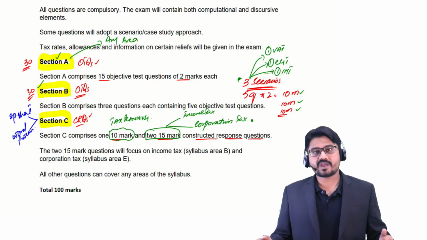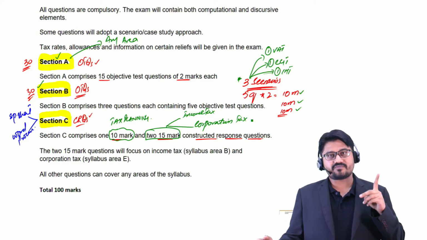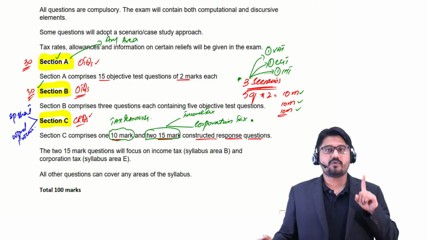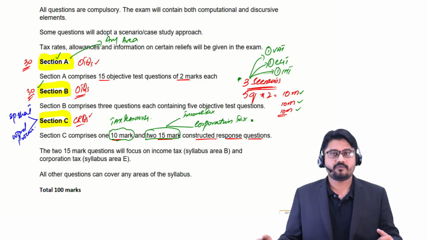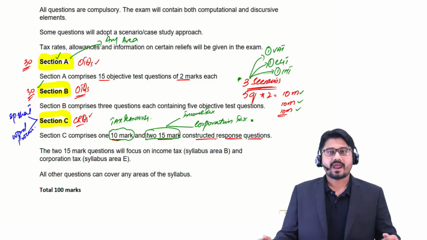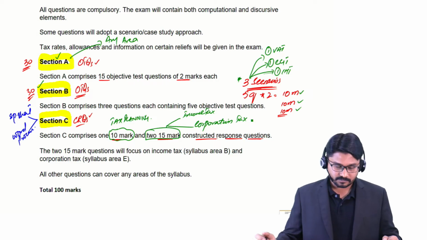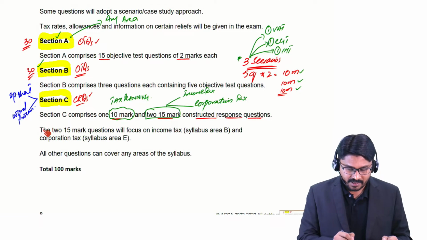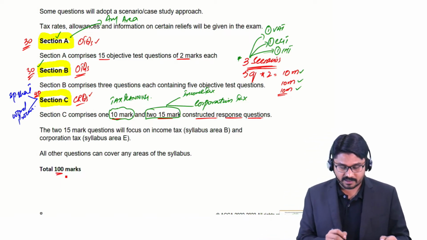Section A can be tested from anywhere. Section B comprises 3 areas of the syllabus: value added tax, inheritance tax, and capital gains taxes. Whereas in section C, there is one 15-mark question for income taxes and one 15-mark question for company taxes. And there is a third question for 10 marks with respect to tax planning. So this is how the 100 marks paper is divided: 30 marks and 40. So in total there are 100 marks.